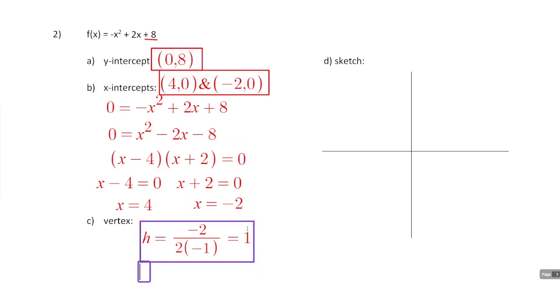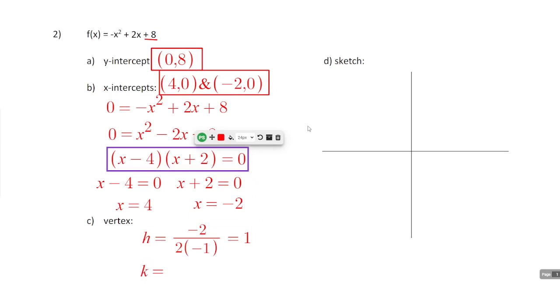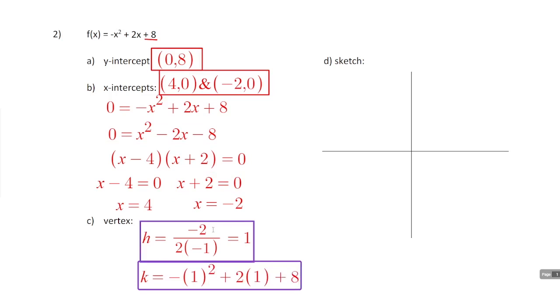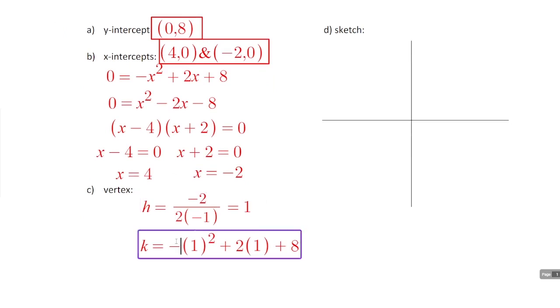For k, or the y-coordinate of the vertex, we are going to plug this h back into the equation. So -1 squared plus 2 times 1 plus 8. Probably want to use a calculator, although this one's not so bad. You could probably get away with not using the calculator.